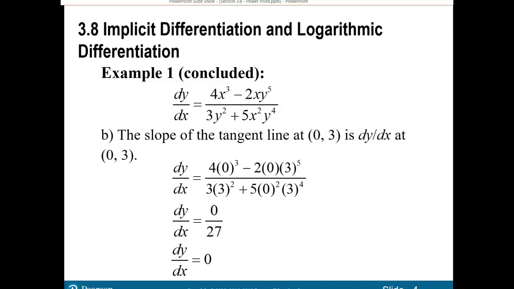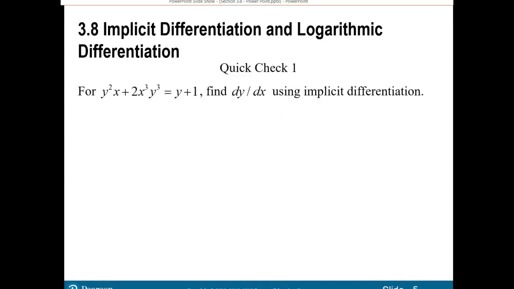Okay, so let's try another one. For y squared x plus 2x cubed y cubed equals y plus 1, find dy dx using implicit differentiation. All right, so again, step 1, derivative of both sides with respect to x.